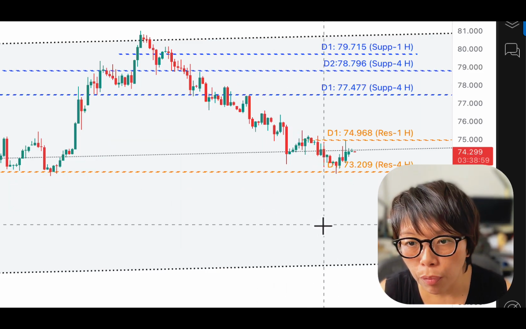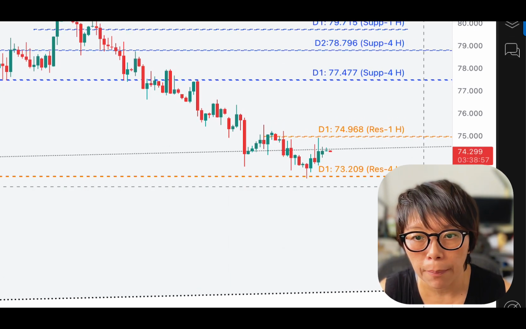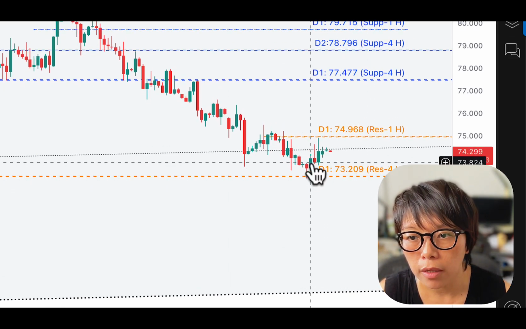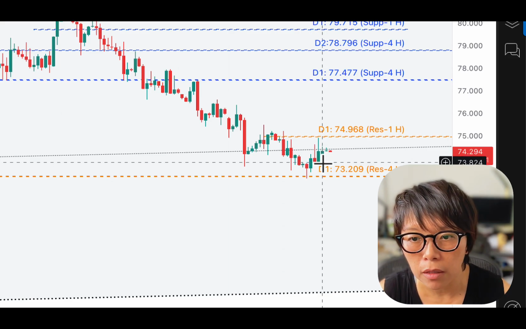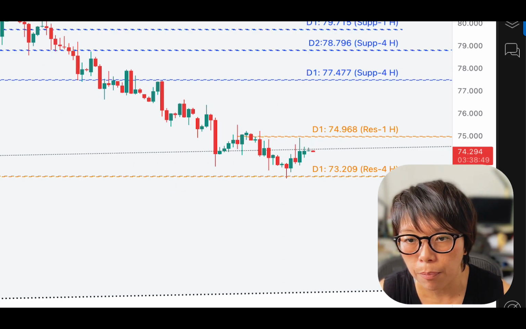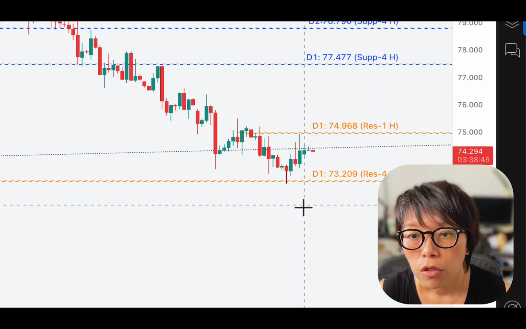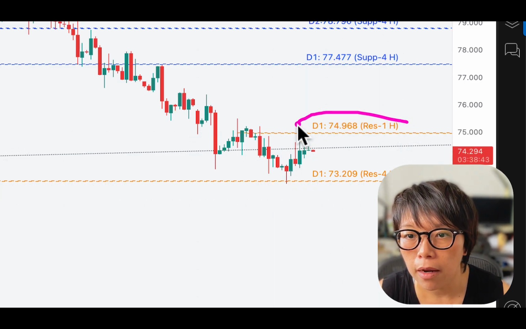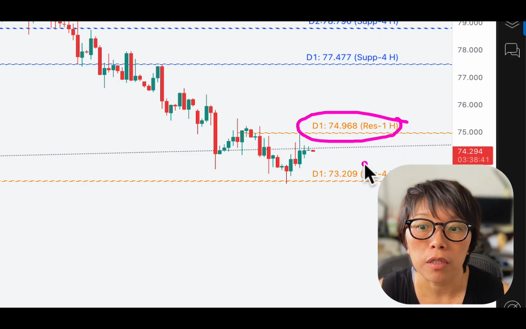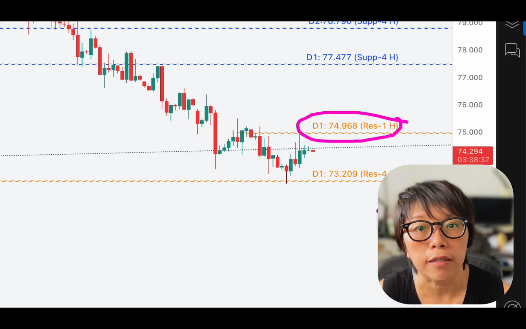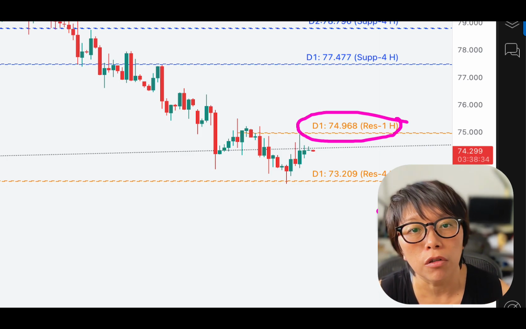What I want to bring up is that I've mentioned the 73 level. In the video I mentioned it was about 73.80, but in the lower time frame we have this exact price level here, and that's about 73.20. So what is this higher level here? This higher level is 74.968, so it's very close to 75.